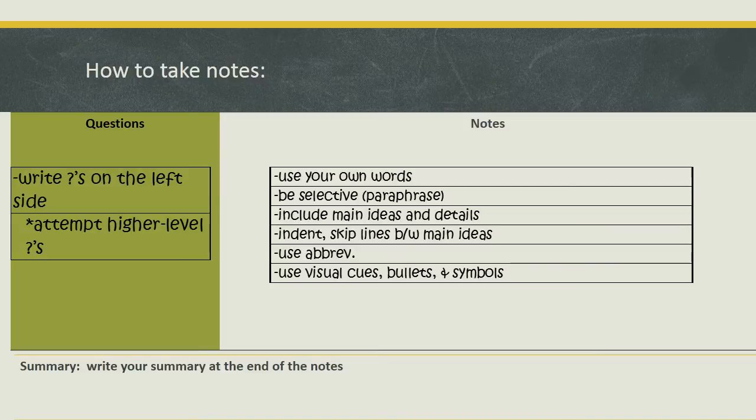Also, abbreviations are perfect. Instead of writing a full word out, like here on skip lines between main ideas, I have B/W. That's an abbreviation for between. So abbreviations are great. You want to use abbreviations that you will know that you will remember, but it doesn't have to be a universal abbreviation. Again, these notes are for your benefit, for you to study, and so whatever way helps you best, that's the way you want to write. You don't want to use an abbreviation you're not sure what it means and then come back to it and be like, what is that? I don't remember what that was.